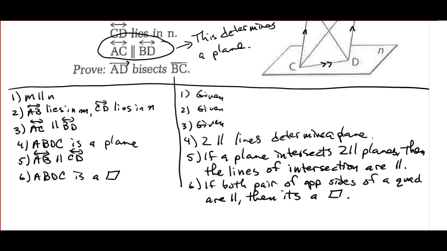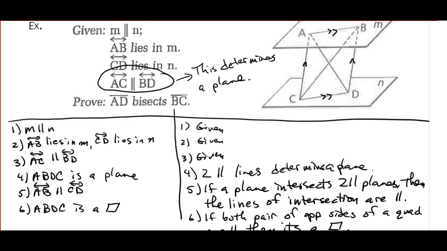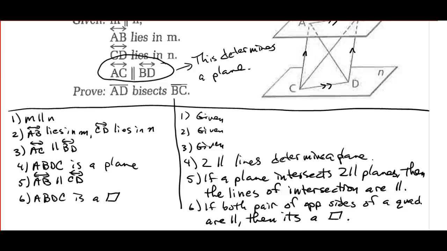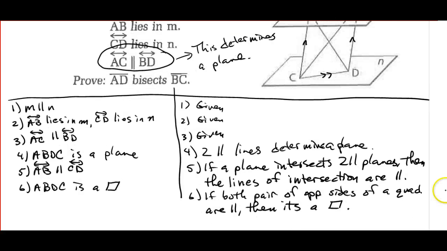Okay, so at this point, we can prove what we want to prove. I misspoke before, I read the problem wrong. We're trying to prove that AD bisects BC, and we can see that these are the diagonals of a parallelogram, and we know that one of the properties of a parallelogram is that the diagonals bisect each other. So once we know it's a parallelogram, we can go ahead and state our conclusion.